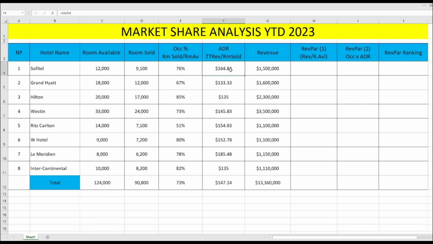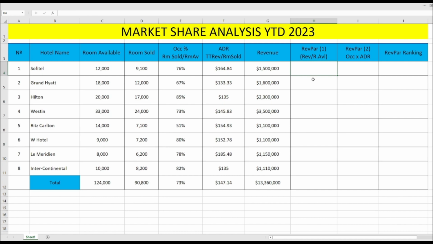From this report, ADR and occupancy, we don't know well about the performance of each hotel yet, unless we know the RevPAR, revenue per available room. Okay, so let's calculate RevPAR.